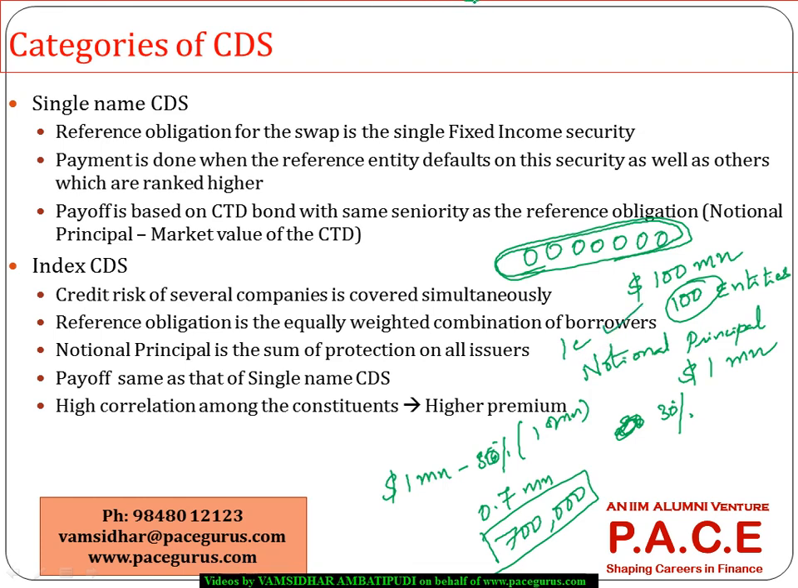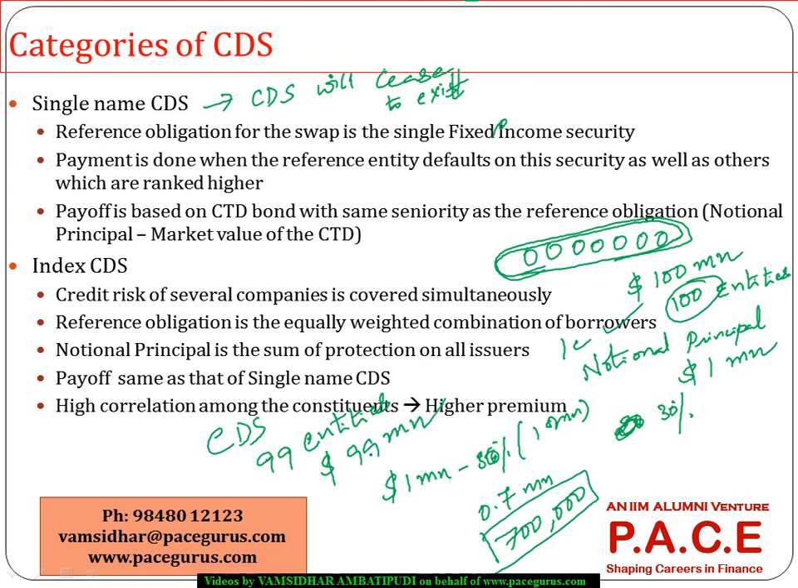One thing that needs to be seen here is that in the single name case, the CDS will cease to exist because the reference entity has already defaulted, so that CDS will be closed. Whereas in the index case, the credit default swap will continue with 99 entities in the index, and with $99 million being the notional principal of that particular index, and the rest all continuing in the same way.